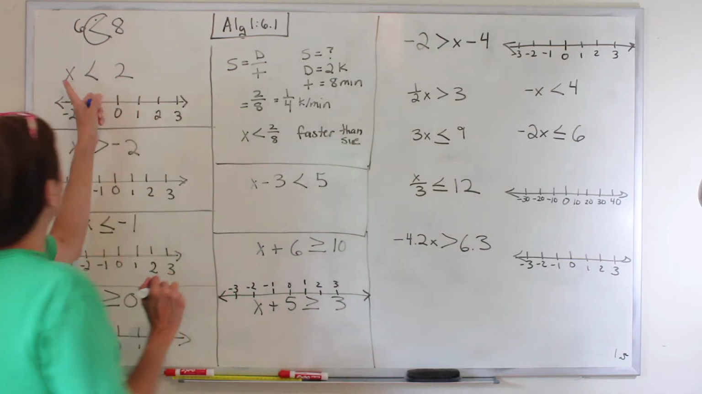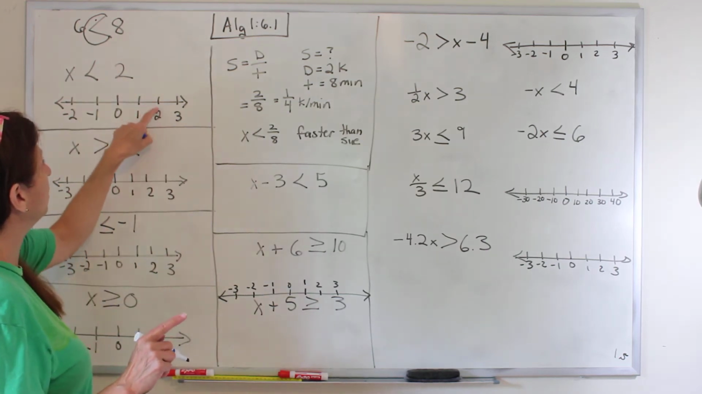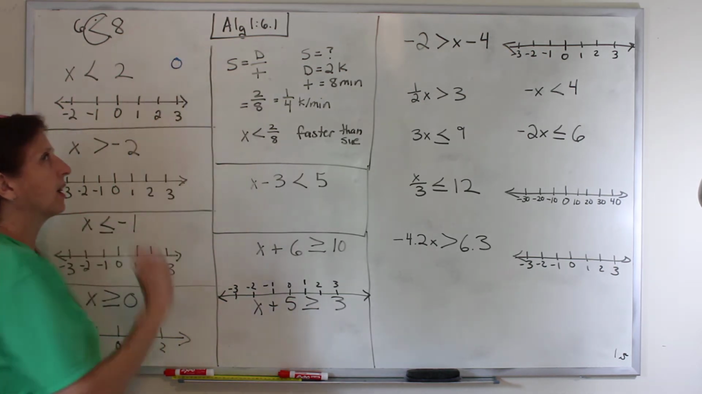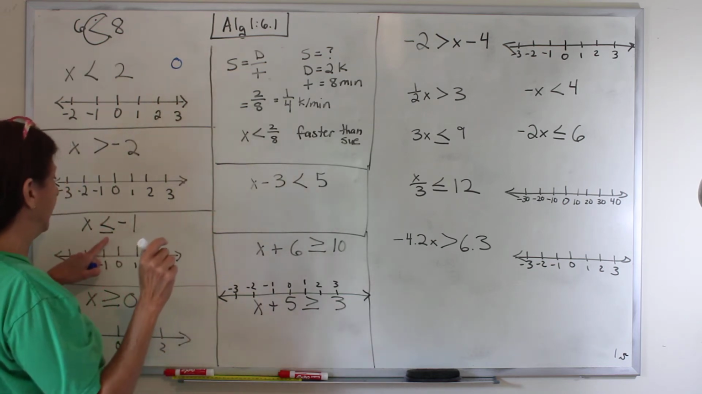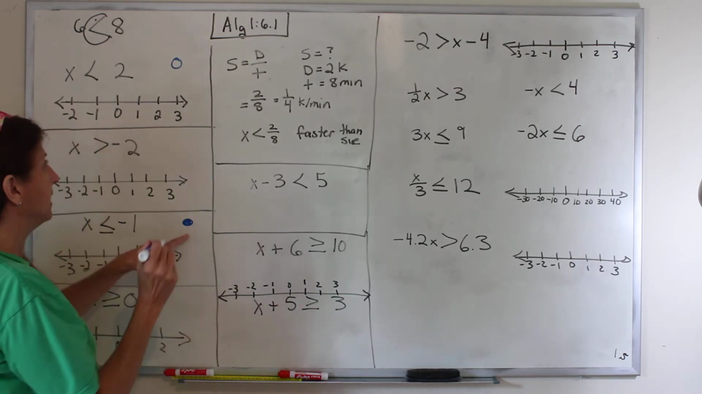All right, so x is less than 2. So how we graph that is we go to 2, and because it's less than, we draw what I call a donut. If it had been less than or equal, then it would be a dot. So it's dots and donuts.